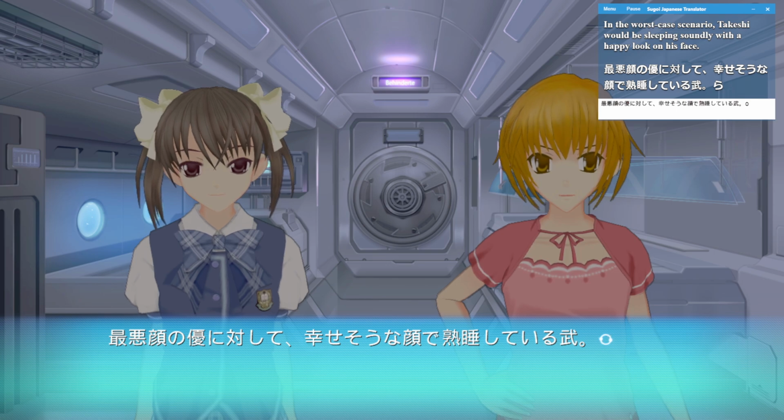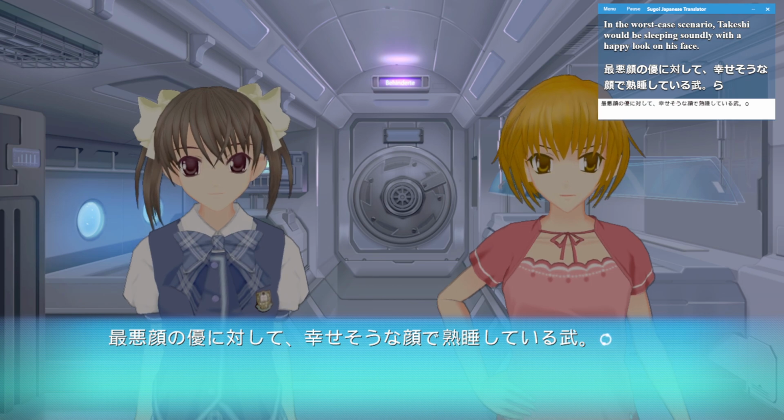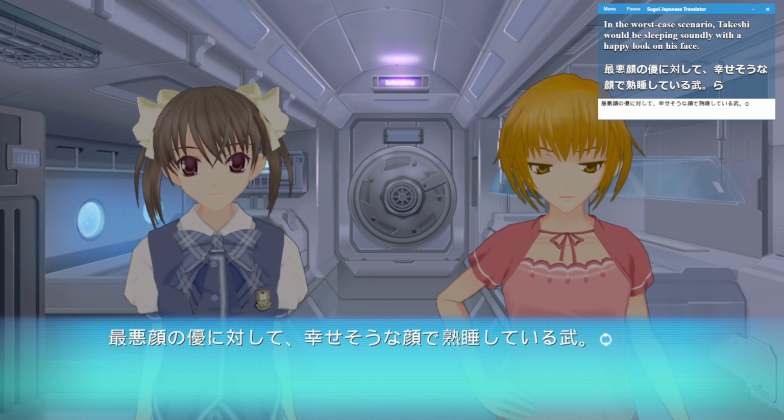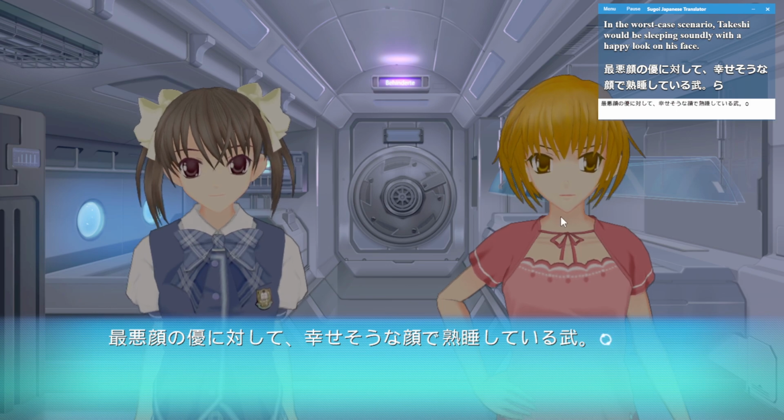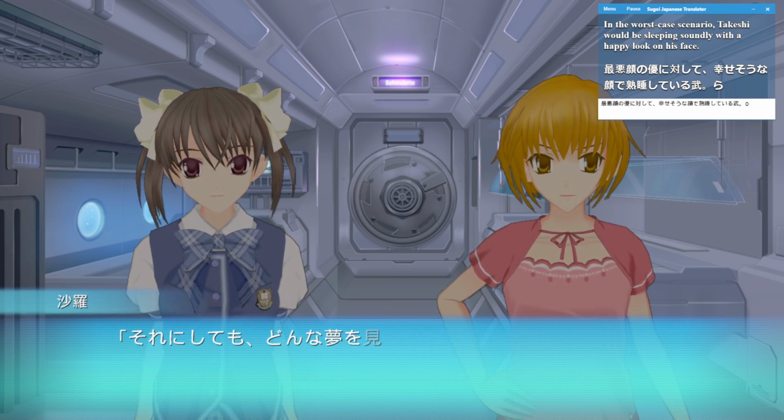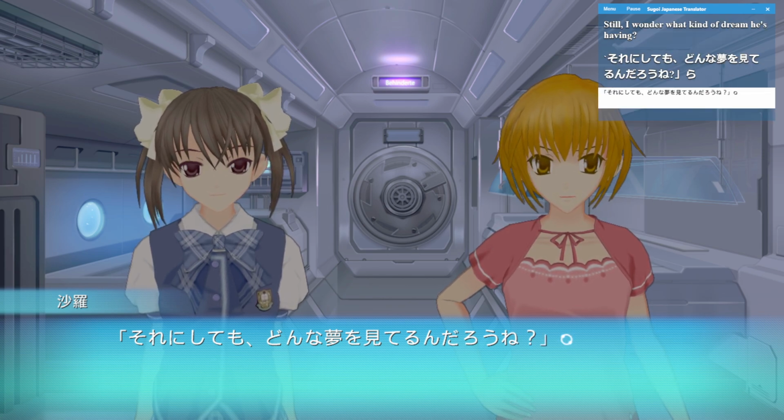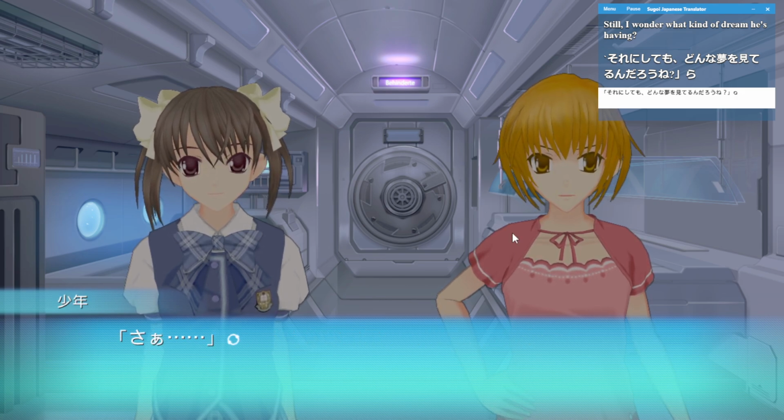In the worst case scenario, Takeshi would be sleeping soundly with a happy look on his face. How is that the worst case scenario? That's like the best case. Oh. それにしてもどんな夢を見てるんだろうね。 That just is the scenario. Anyway. Still, I wonder what kind of dream he's having, says Sarah. The kid says, Saw.